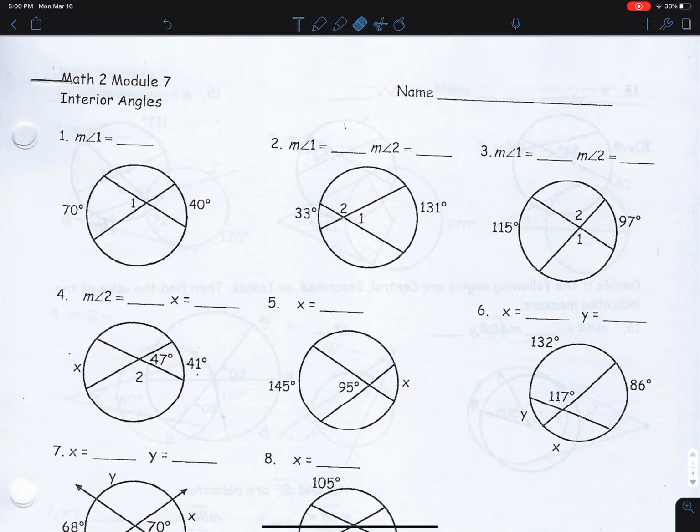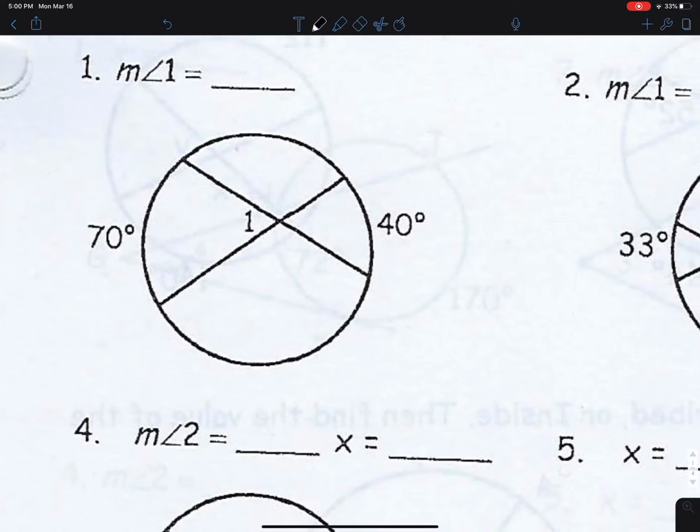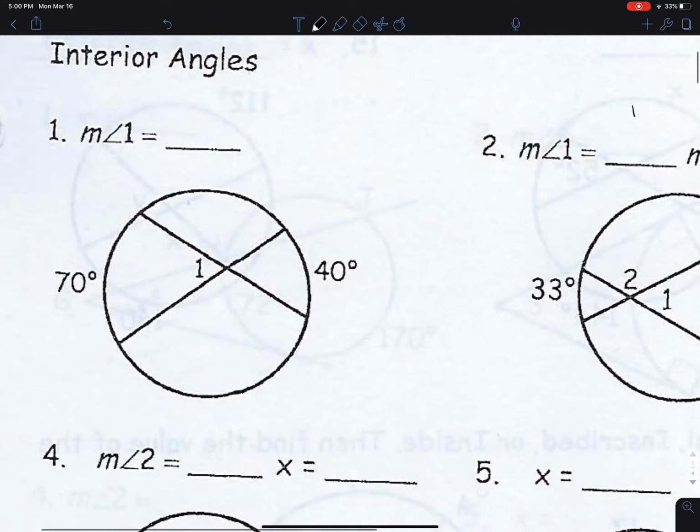Okay, so I'm going to go through a few problems on the homework for interior and exterior angles. This will prepare you for the quiz that's on Canvas. So on number 1, this is on the interior angles page.